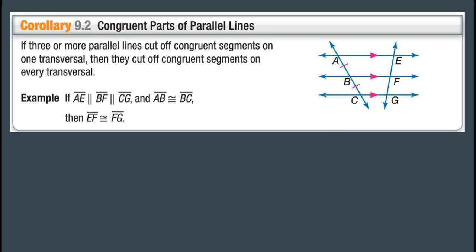And here's our second corollary. Congruent parts of parallel lines. If 3 or more parallel lines cut off congruent segments on one transversal, then they cut off congruent segments on every transversal. So here we have AE, which is parallel to BF, which is also parallel to CG. And with that, we also know that AB is congruent to BC. If we have all this, then we can say that EF is congruent to FG.